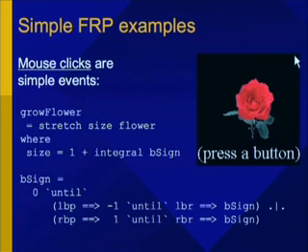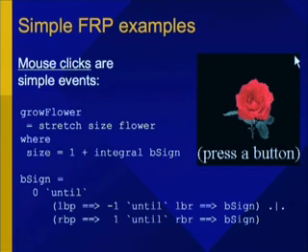We define the value grow flower to be stretched by some size, the picture of the flower, where size is initially 1, and then it's going to be the integral of another value called b sign. What's b sign? Well, initially b sign is going to be 0. It's going to stay 0 until we get an event happening on the outside. If this event is the left button press, the value changes from 0 to -1. So this means, of course, that the integral is going to start to go down over time.